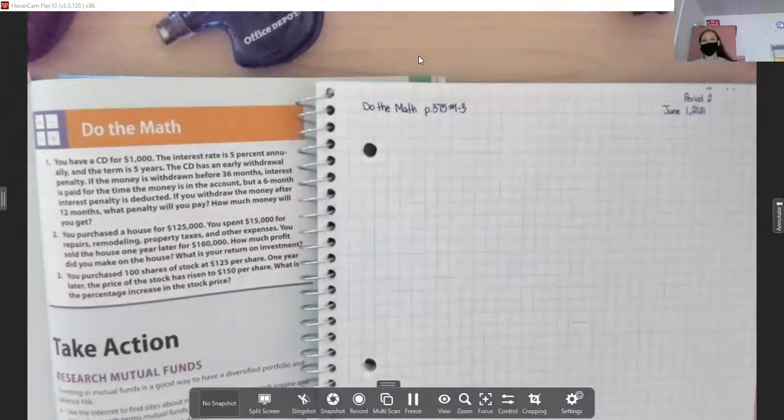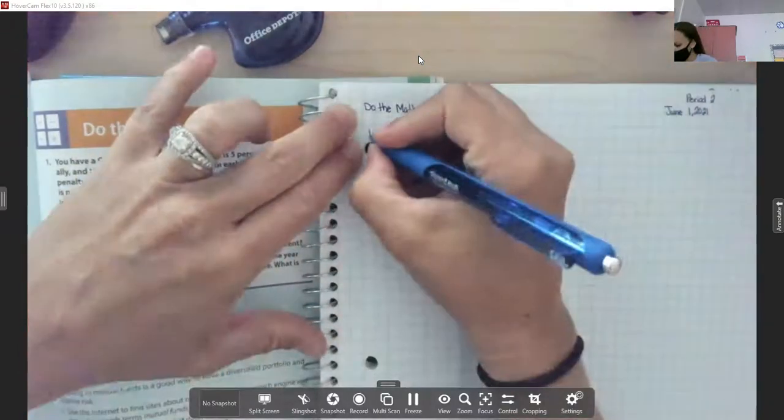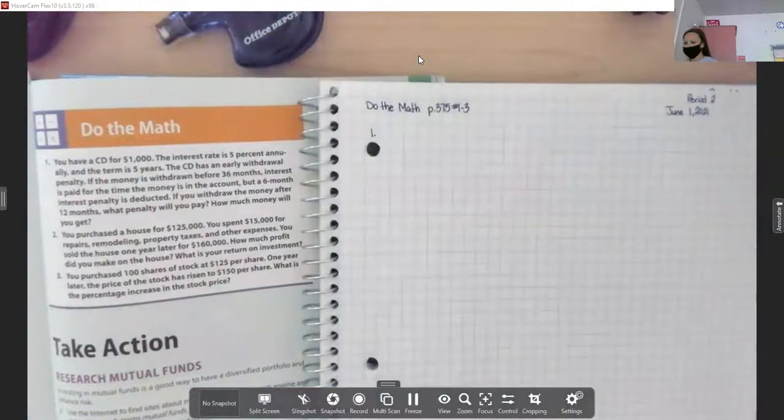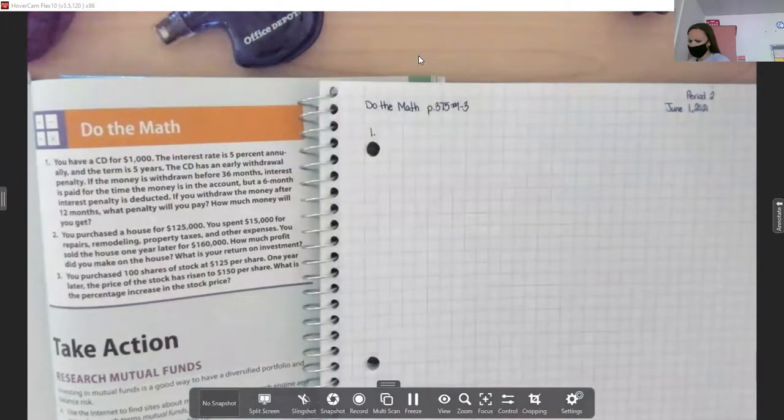All right, so page 375, number 1. You have a CD for $1,000. The interest rate is 5% annually and the term is 5 years. The CD has an early withdrawal penalty. If the money is withdrawn before 36 months, interest is paid for the time the money is in the account, but a 6-month interest penalty is deducted. If you withdraw the money after 12 months, what penalty will you pay? How much money will you get?